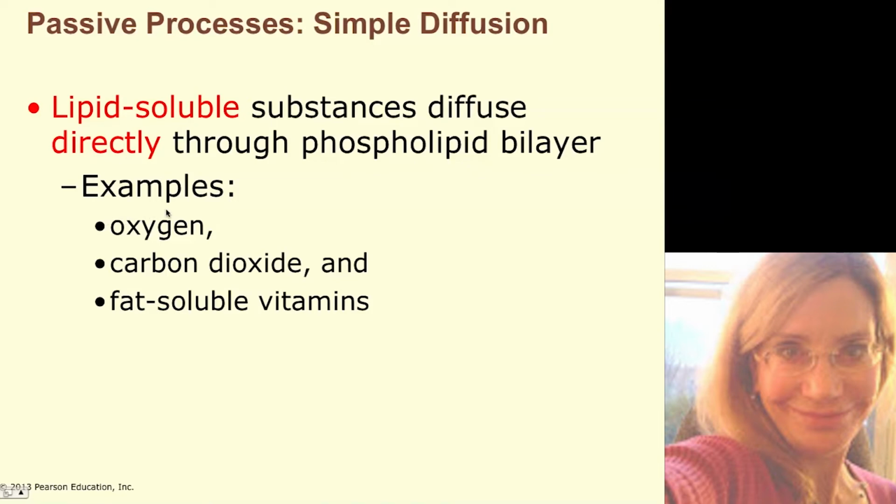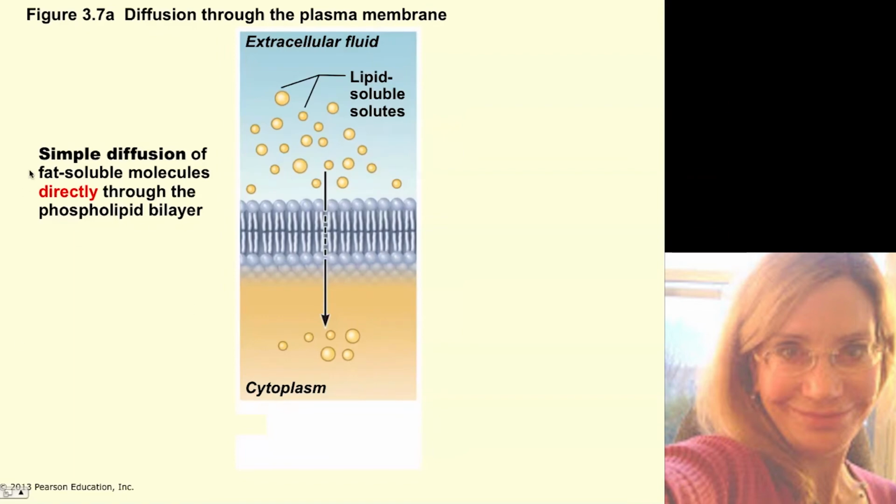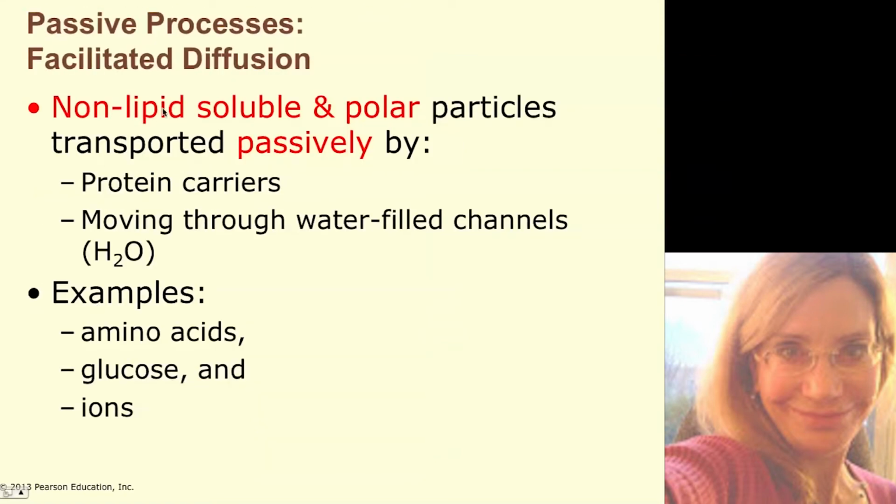However, really small, non-polar molecules such as oxygen gas, O2, and carbon dioxide can pass through that phospholipid bilayer, and so can fat-soluble vitamins. So fat-soluble substances can go right through that phospholipid bilayer. And this is showing the simple diffusion of fat-soluble molecules directly through the phospholipid bilayer. Non-lipid soluble and polar molecules must be transported through some type of a protein carrier.